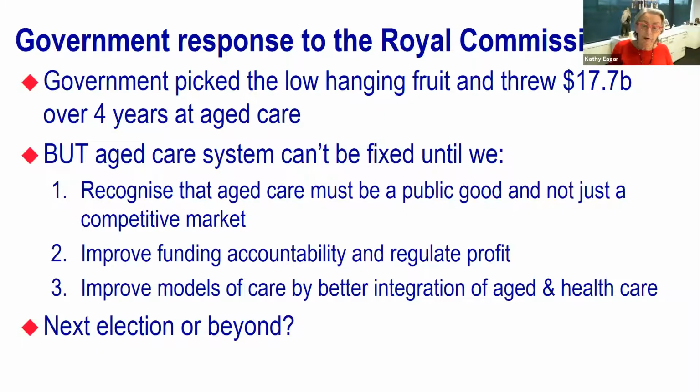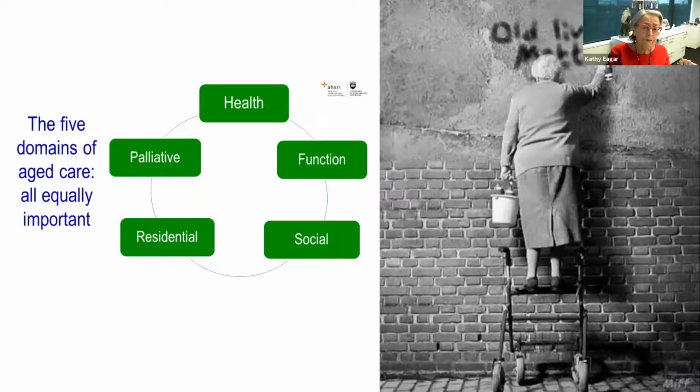And the third, I think, is that you can't improve aged care unless you understand that people don't need aged care because they're old. People need aged care because they develop health conditions which result in functional decline, and the only way you can improve aged care is to bring together aged care and healthcare for older people. So I think those three big issues remain on the agenda for this next election and probably beyond.